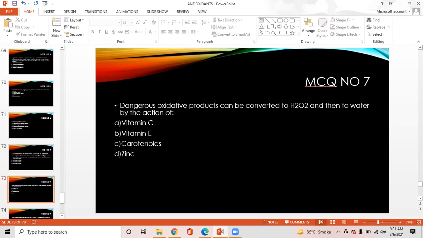Dangerous oxidative products can be converted to hydrogen peroxide and then to water by the action of vitamin C, vitamin E, carotenoids, or zinc. D, zinc is the right answer.